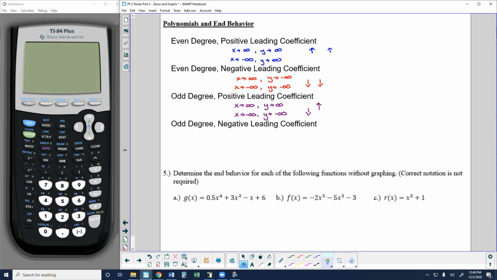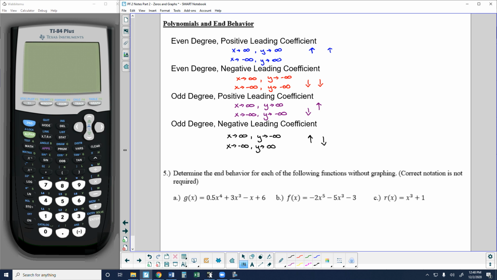Finally, odd degree and negative leading coefficient. Again, the leading coefficient tells us what happens to the right. The odd degree tells us the ends go in opposite directions. A negative leading coefficient says y is going to approach negative infinity to the right. An odd degree says it's going to do the opposite to the left, so it's going to approach positive infinity. So this is going to go down to the right and up to the left.